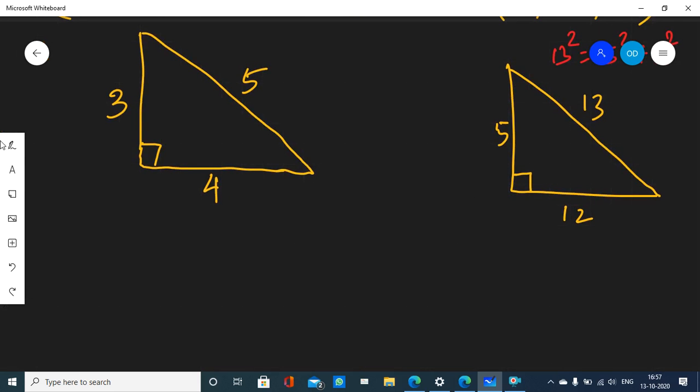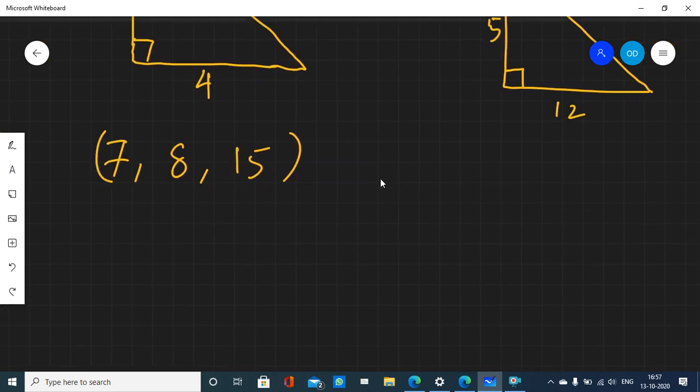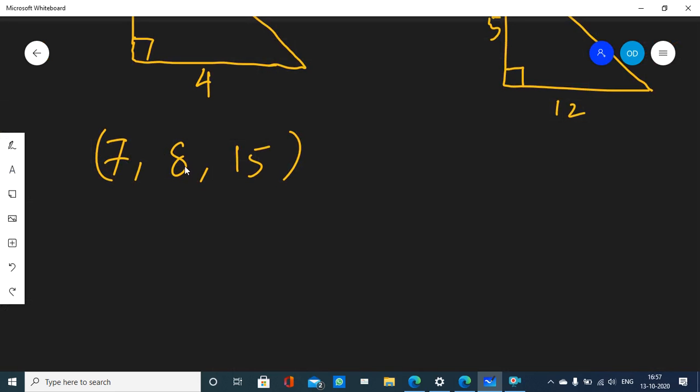And you also learned another Pythagorean triplet, 7 8 15. I think 49 plus 64. No. One second. Yes. Let's see.